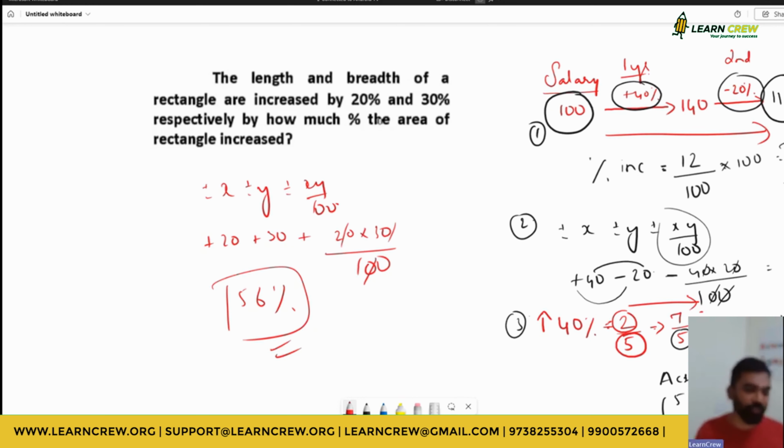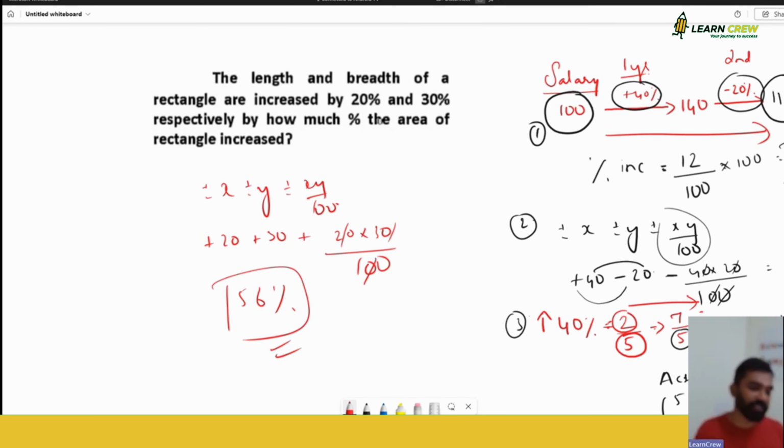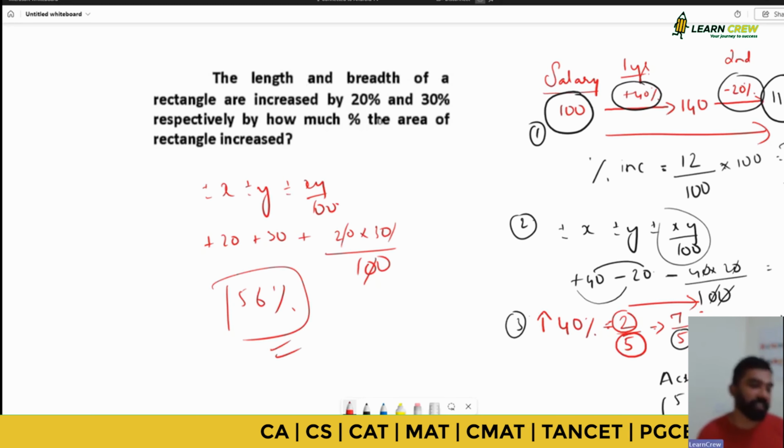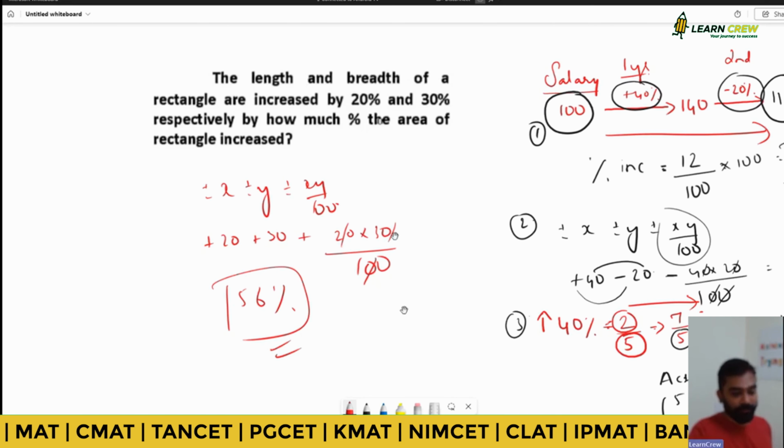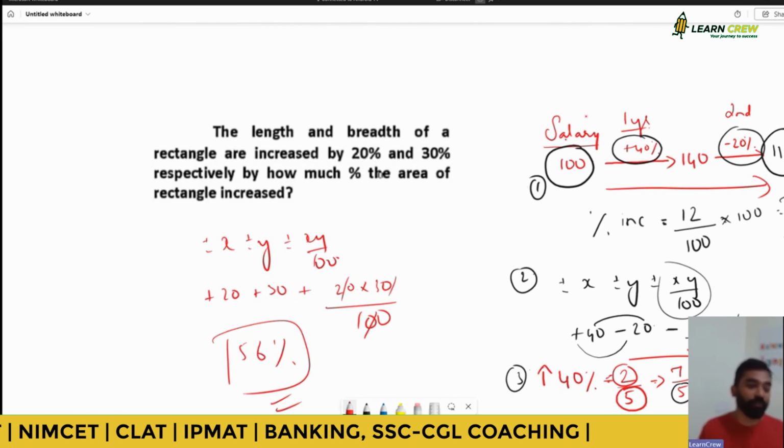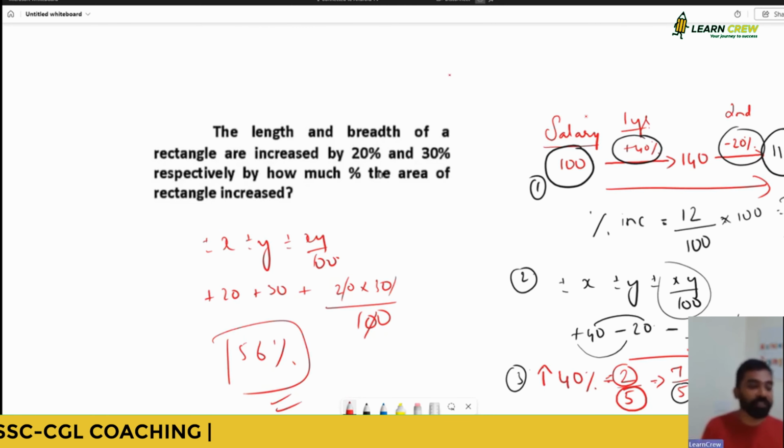If you do the ratio method, here it will be a bit lengthier. So instead, stick on with the basics. The length and the breadth of the rectangle are increased by 20% and 30%. So both are getting increased. We just need to find out the percentage increase of the area. Okay. So now, what is length into breadth? Length into breadth is going to be the area of the rectangle. So now, what will you take your length and breadth here?